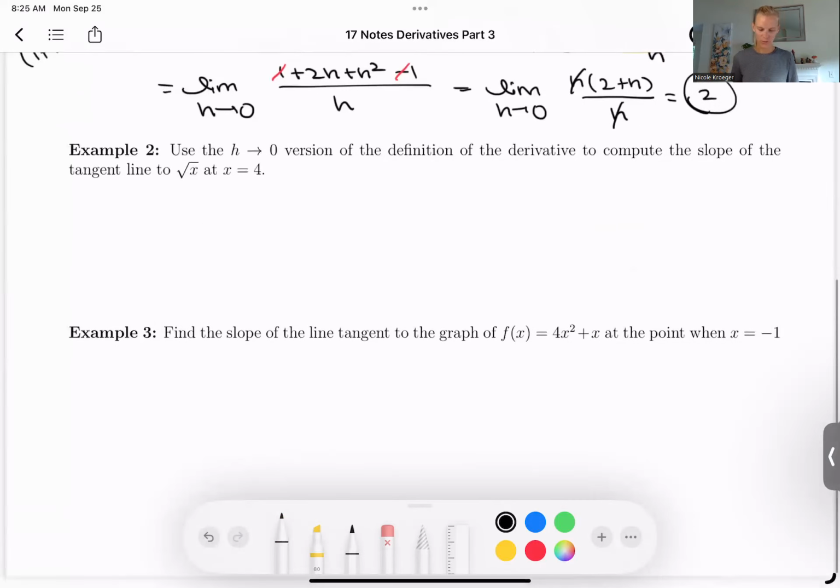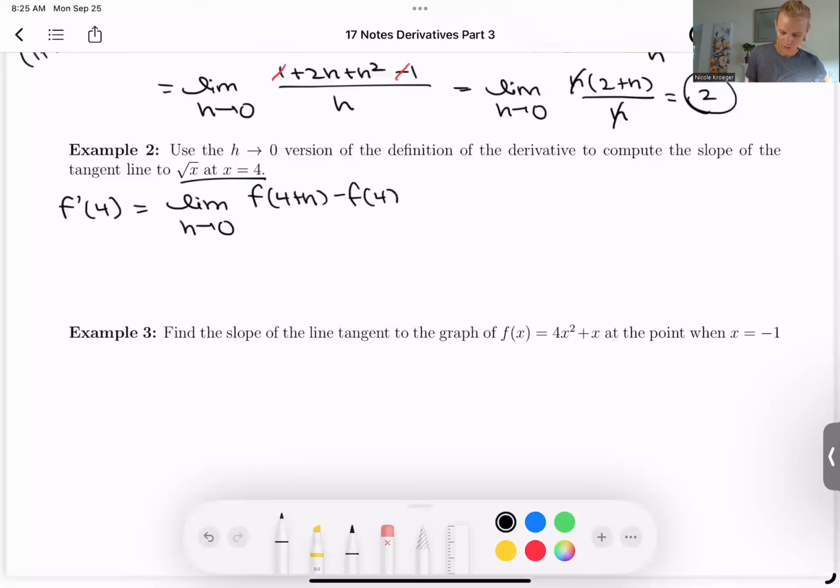Okay, so this problem tells me to use our new definition to compute the slope of the tangent line here. So what we're looking for is f prime of 4, because that's the slope of our tangent line. They wanted us to use the limit as h approaches 0. So this will be f of 4 plus h minus f of 4 all over h. To find f of 4 plus h, I'm replacing the x in my function with 4 plus h. That is all going to be under the square root.